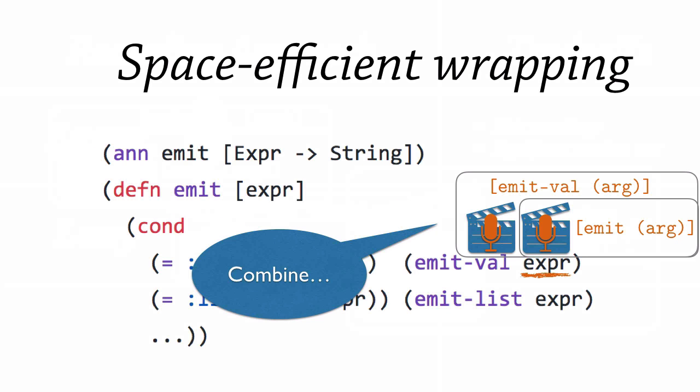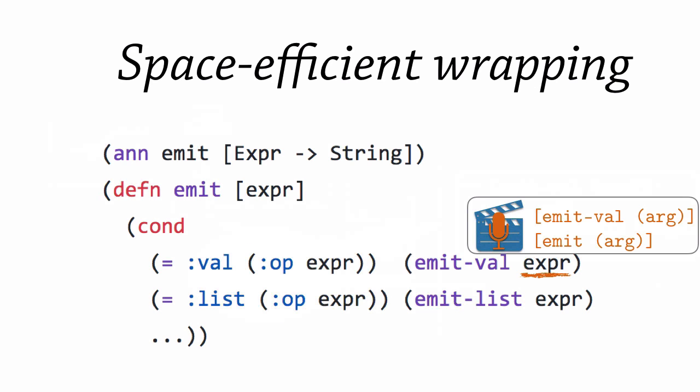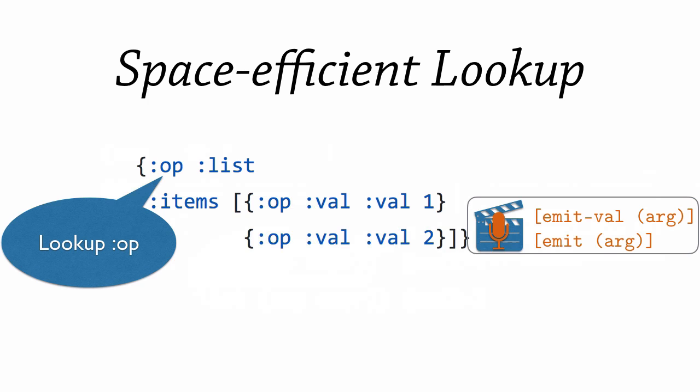So let's see how this works. This speech bubble is going to tell you what happens. We're going to combine the inefficient wrapper into an efficient wrapper. Look at it go. Much nicer. So what we're going to do now is have a look at what this op operation is going to do on a wrapped value with 2 paths. So we have a lookup on op.